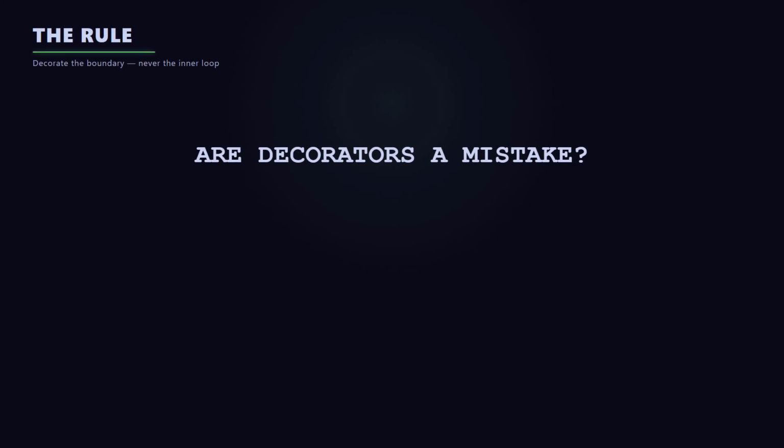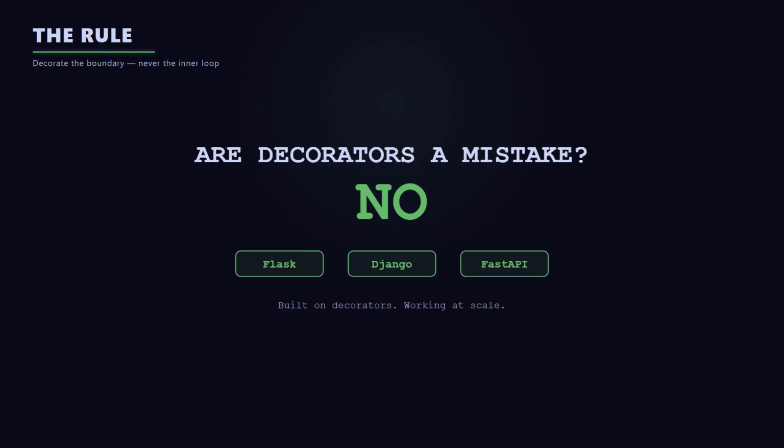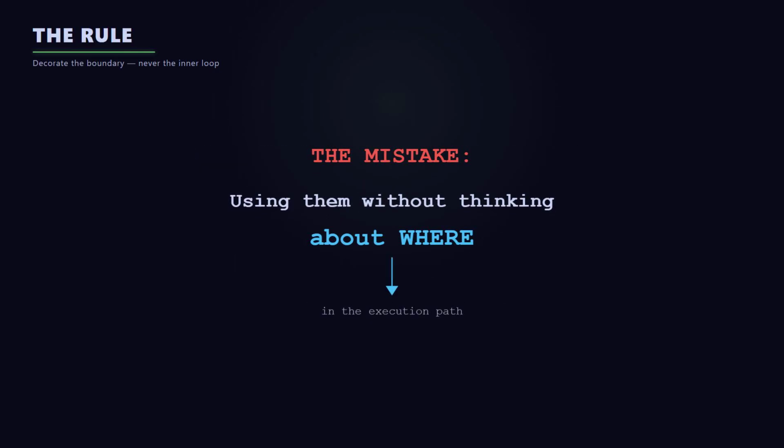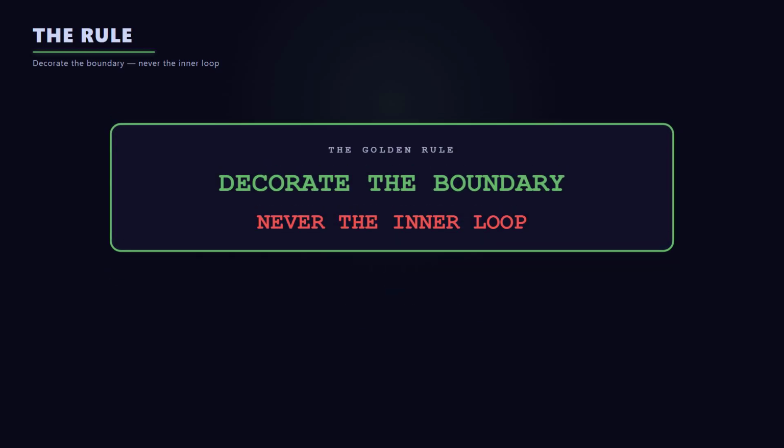So are decorators a mistake? No, Flask, Django, and FastAPI are built on them. The mistake is using them without thinking about where they live in the execution path. The rule that would have saved me 3 days. Decorate the boundary, never the inner loop.